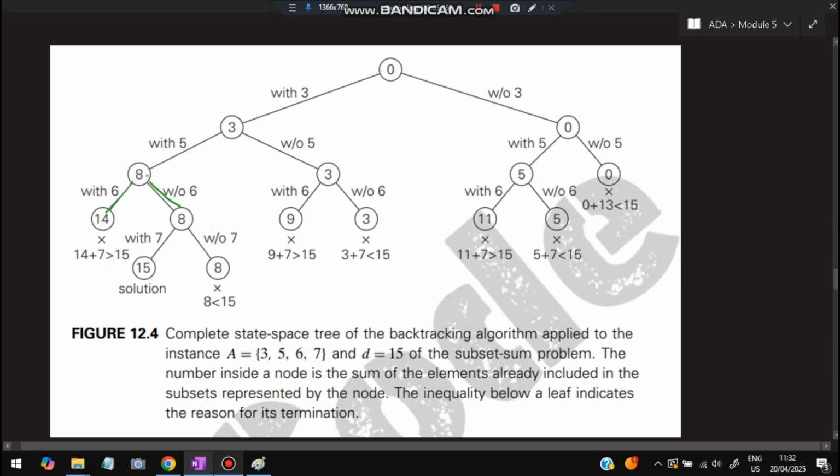Now we'll check the other one, without 6. If I do not consider 6, it will be 8 only. 8 plus 7, I'll select 7. If I select 7, the solution will be formed. If I don't select 7, the solution will not be formed. So this is one of the solutions.